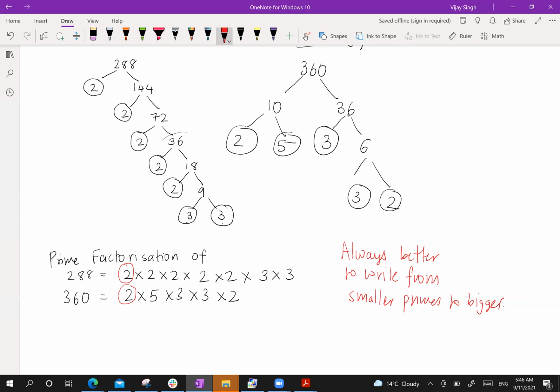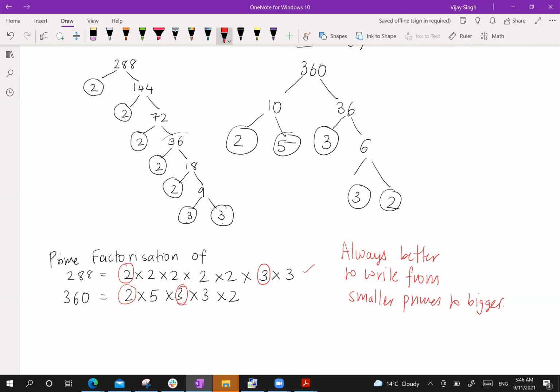5 is not common here, right? Because there's no 5 in 288. So not 5. Let's look at 3. So 3 is here and 3 is also here. So 3 is common in both of them. And then whatever is circled, I will not consider it again.